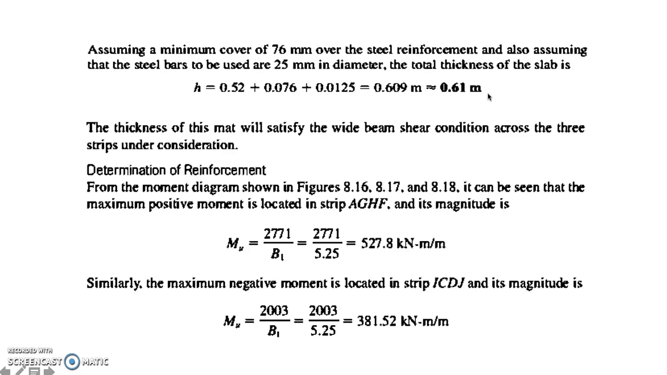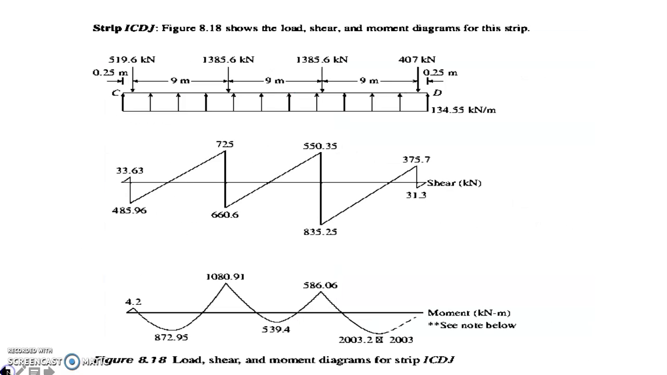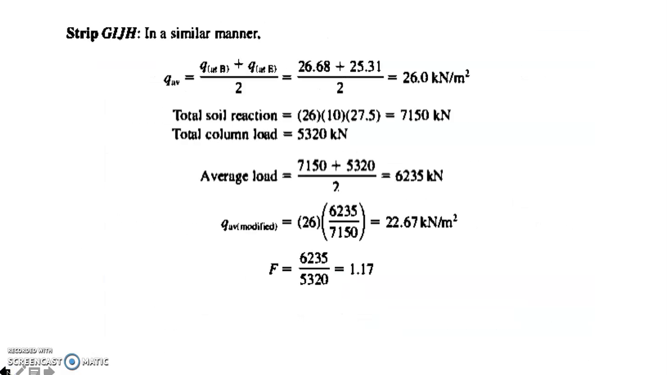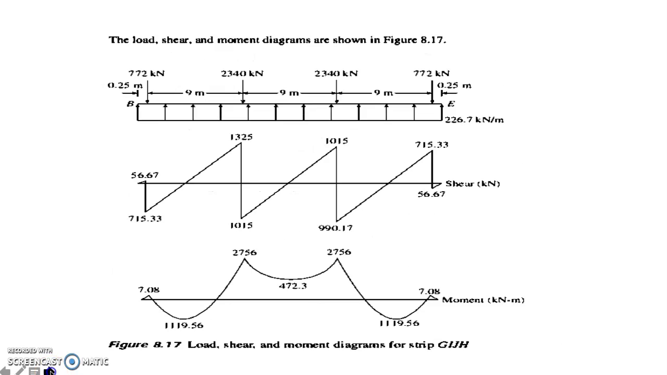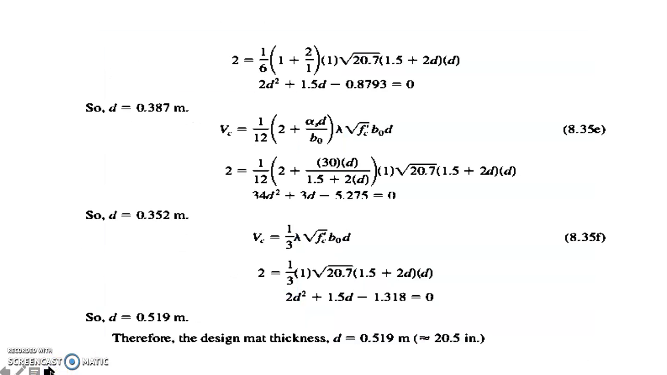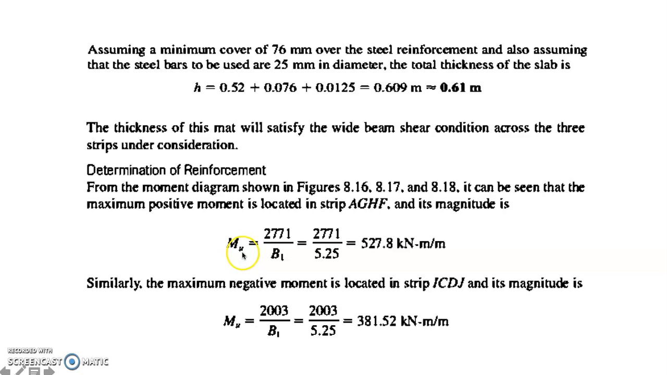So we're going now to determine our reinforcement. So basically, from the moment diagram of the 3 strips, the maximum positive moment is located on strip AGHF. So this is the maximum positive moment, which is located at strip AGHF. And for that one, we're going to identify the factored moment.